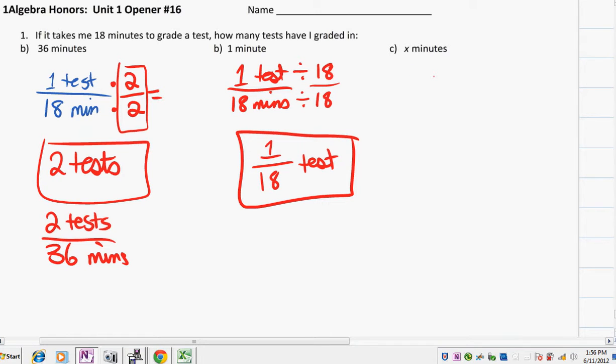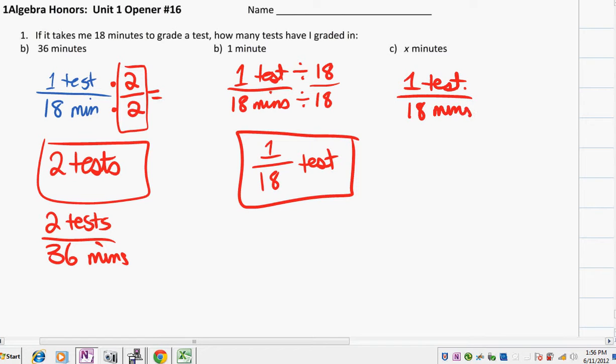So let's see, what did I do? I multiplied top and bottom by a number to get me to what I wanted to get to. So here, how many tests? It would be x minutes is what I'm trying to get to. So I know I grade one test per 18 minutes.